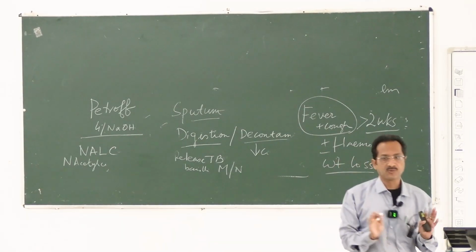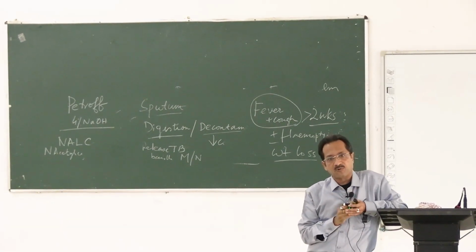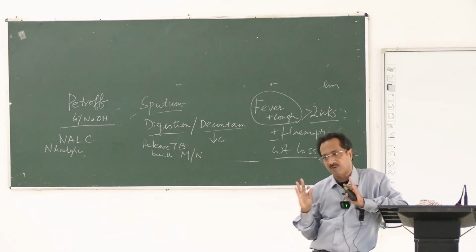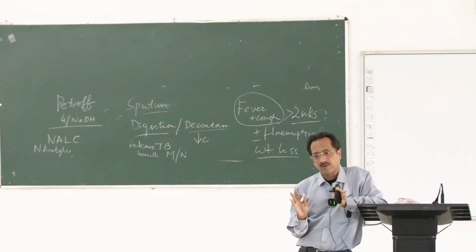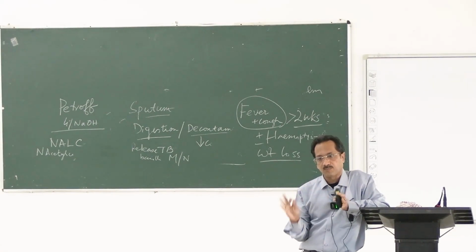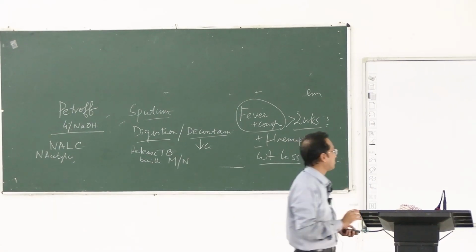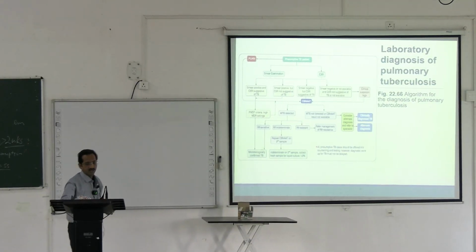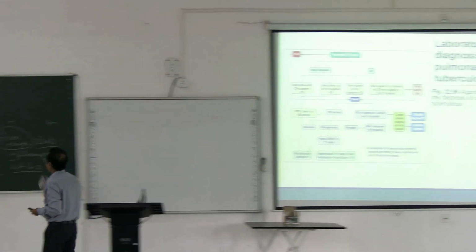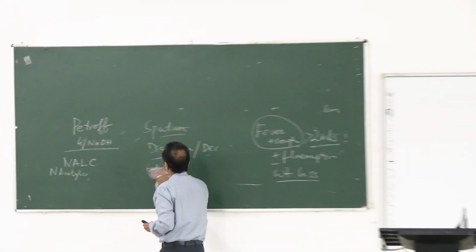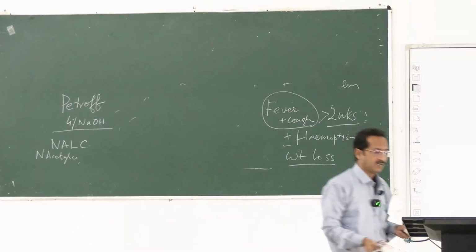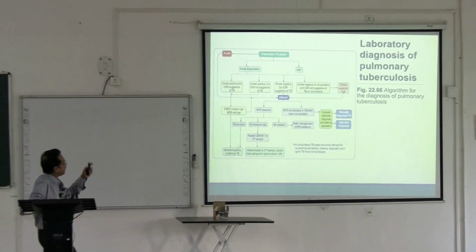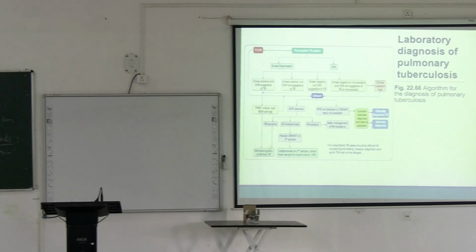Any patient who comes to you with fever and cough for more than 2 weeks, with or without hemoptysis, should undergo sputum for AFB for exclusion of tuberculosis. These are the patients where you should go for it. Renal tuberculosis and TB meningitis will have other features. Another test you should do along with this is a chest X-ray.